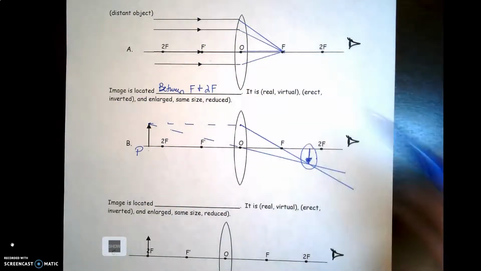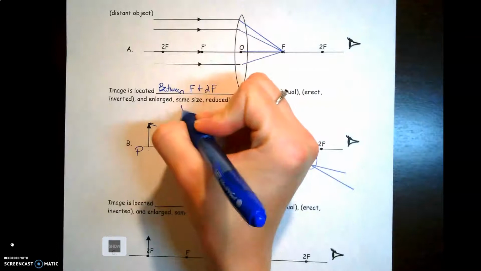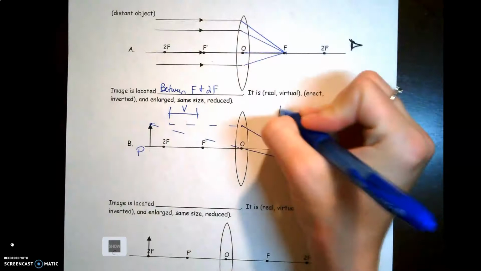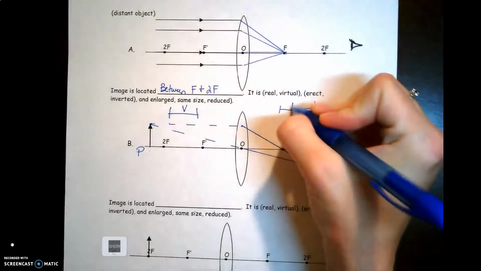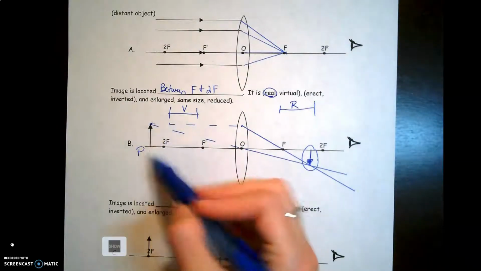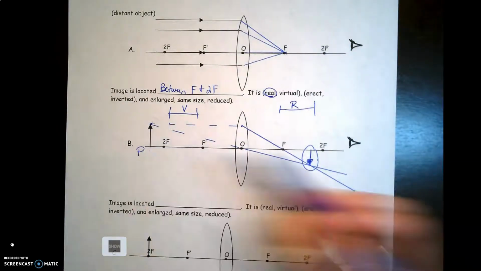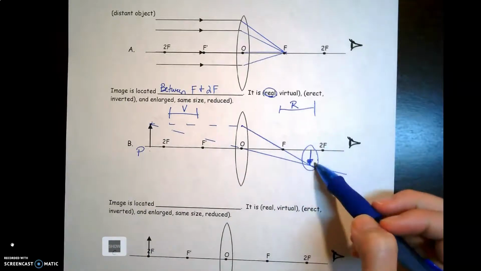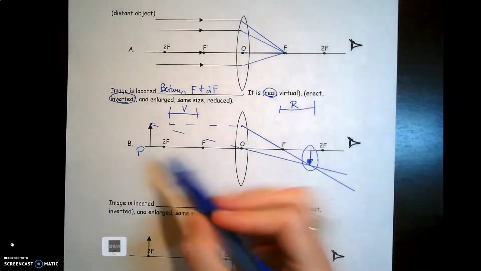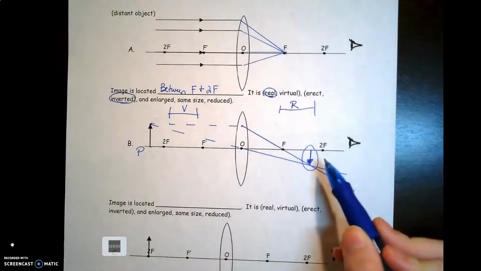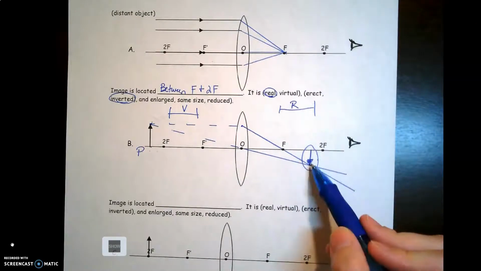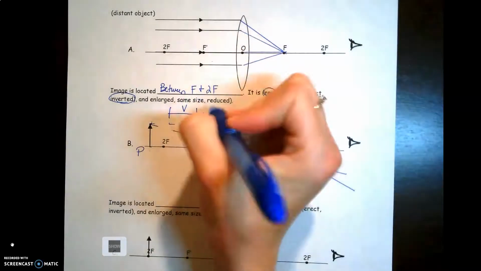Is it real or is it virtual? If it's located on this side of the lens, it's virtual. If it's located anywhere on this side, it is considered real. So that would be a real image. Looking at the original arrow, it is pointed up, and looking at the arrow now, it is pointed down. So it's going to appear upside down, and we call that inverted. Looking at the original size compared to the size that would appear in the lens, it got smaller, so it would be reduced.